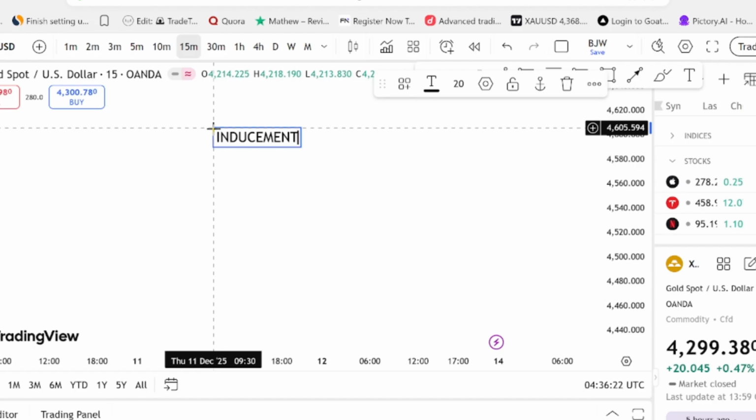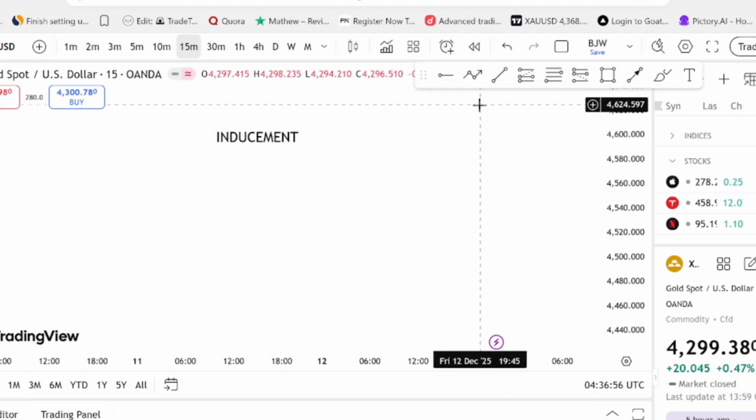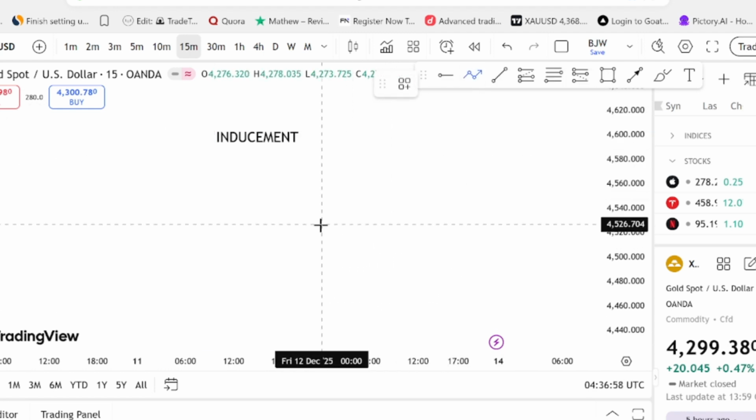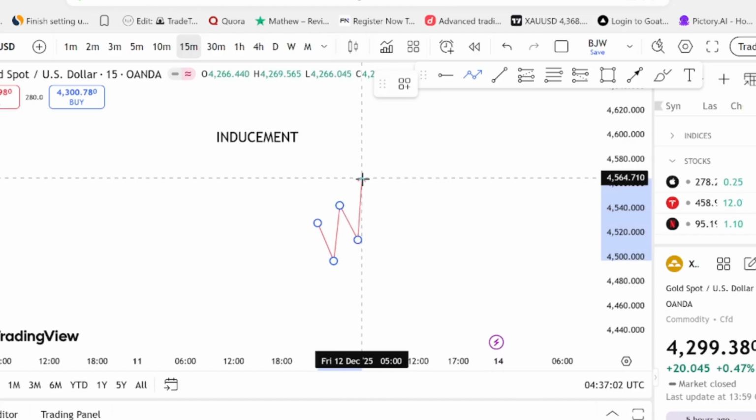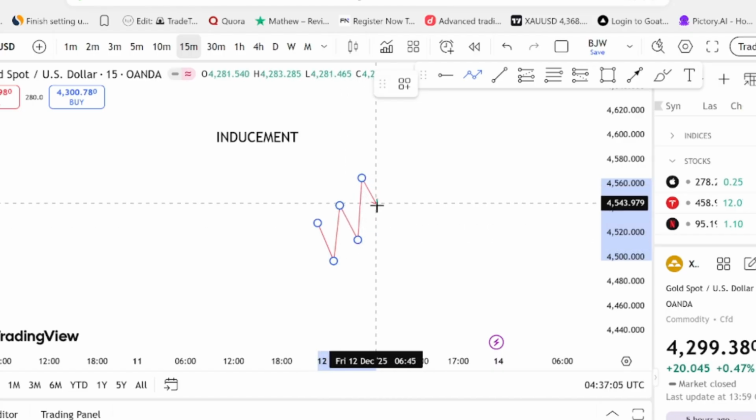So that price taking out your setup, your liquidity, giving it a liquidity sweep, is called inducement. And for you to avoid it, you want to know where inducement happens. You want to look out for fake breakouts, fake breakout structures, fake structural liquidity, so that you can avoid it and make money instead of losing money to the market. So for instance, let's say we have something like this.